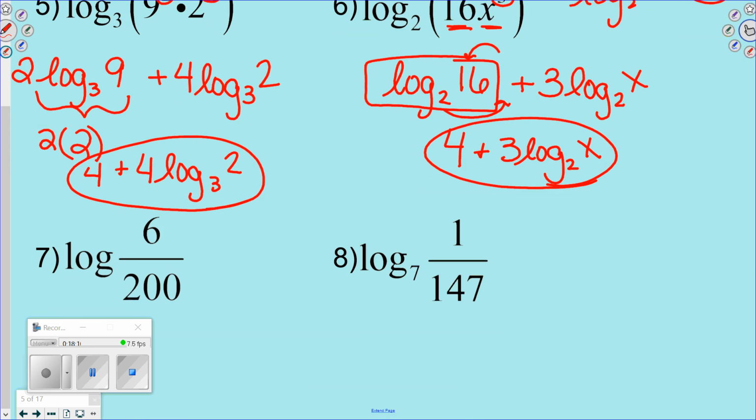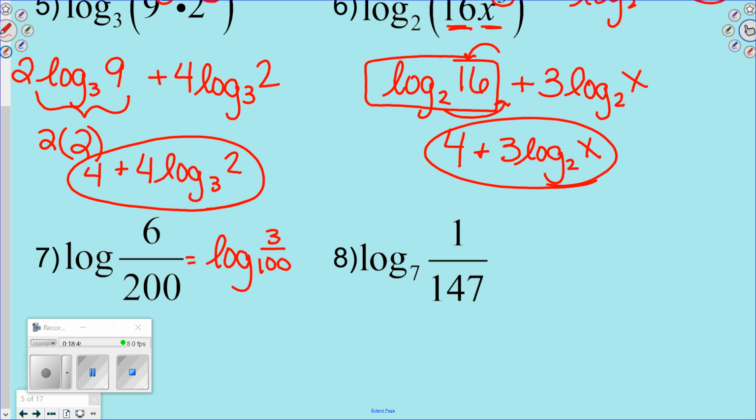Let's do some more. You know how it is in math. Sometimes just the more you see, the repetition makes it stick. All right, log of 6 over 200. Does that bother anybody right off the bat? It is a fraction, but could that be simplified before I even start? Yeah, 6 over 200 would be 3 over 100. Yeah, simplify that first. So really I have log of 3 over 100.